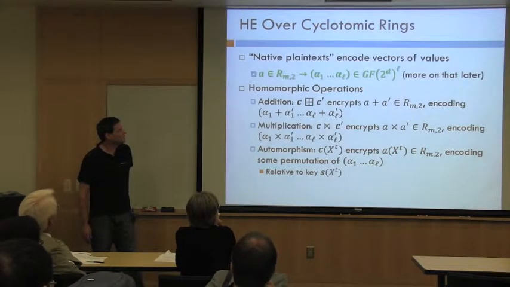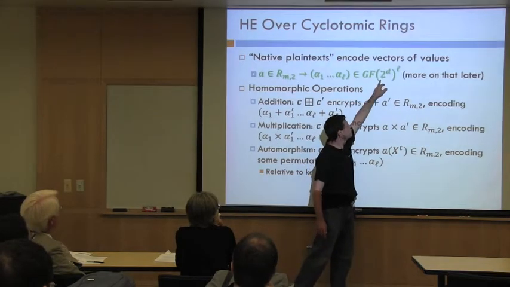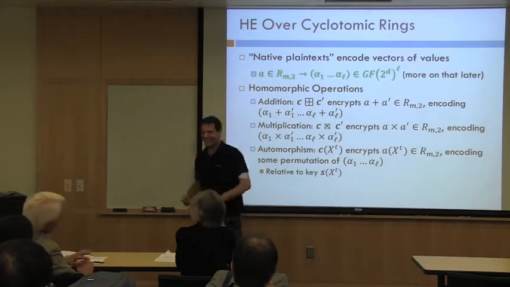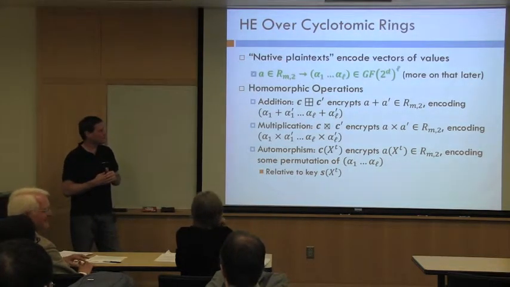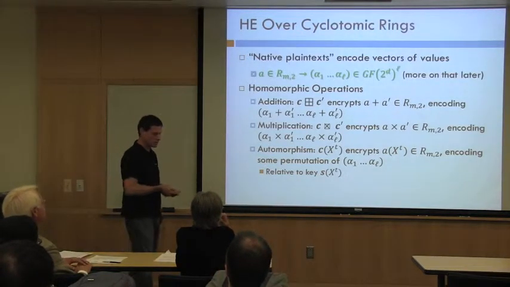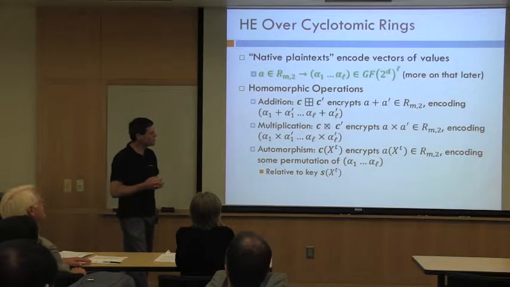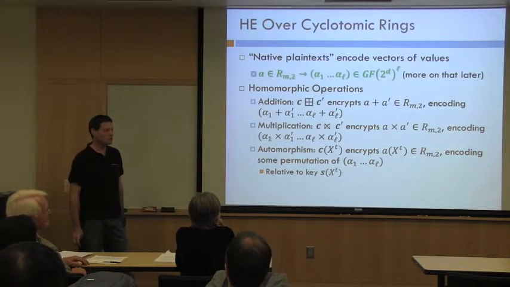If m is a power of 2, then that would be GF(2^0), I guess. I don't know. If it's a power of 2, then you cannot encode it this way. In this case, you'd have to encode it as just the constant 0 or 1. So I definitely don't want m to be a power of 2 here, and at some point it will be odd.